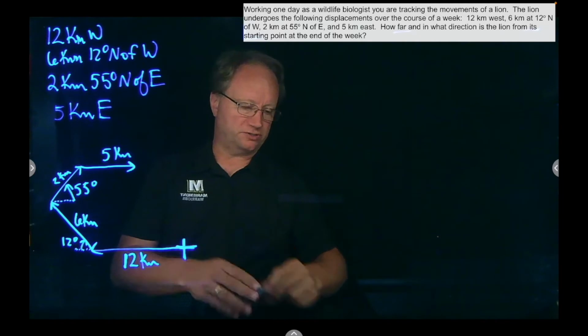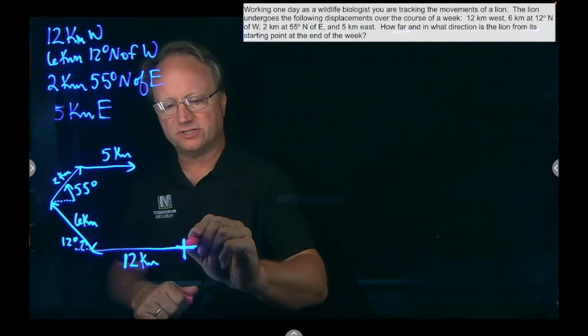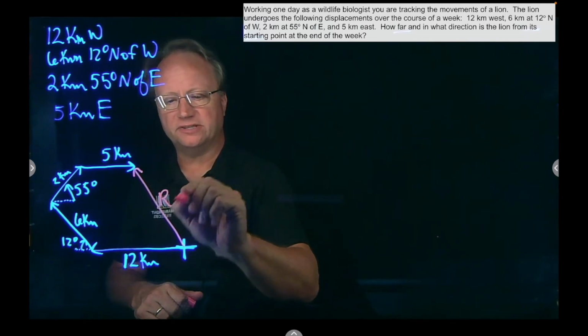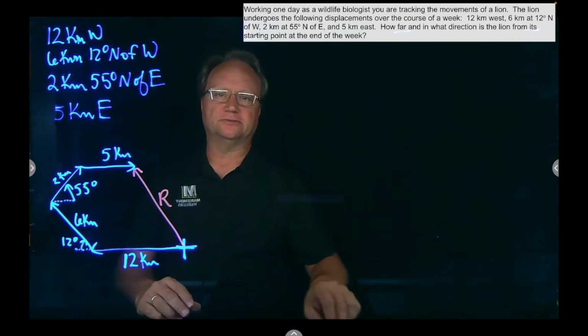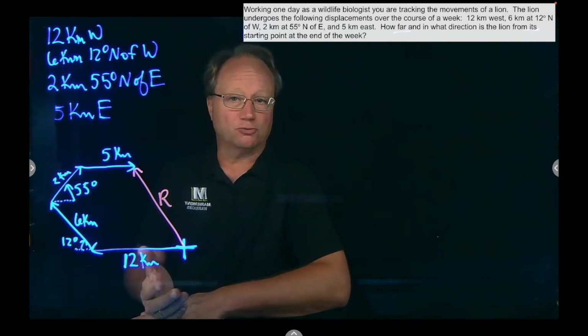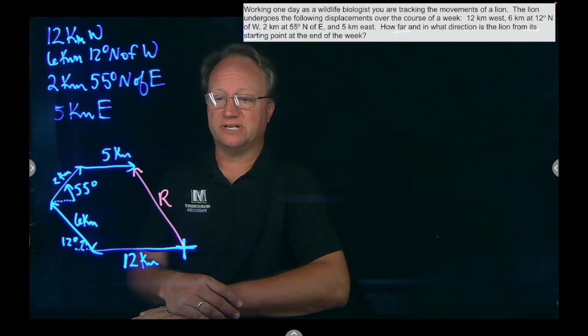The resultant goes from start to finish. So the lion at the beginning of the week started here. At the end of the week it ended there. That is our resultant. Now, looking at this figure, well, it's not a right triangle. It's not even a triangle at all. So we can't use the Pythagorean theorem or the trig functions as it stands.